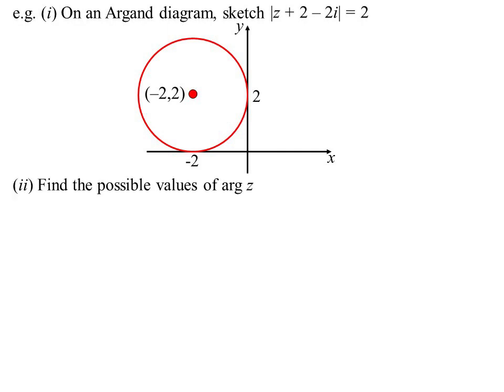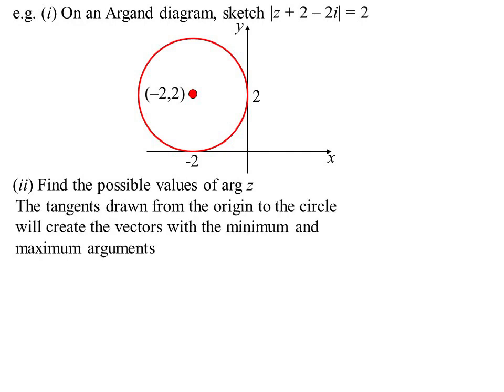What are all the possible values for an argument of z that lies on that circle? So every point there, what do the arguments lie in between? Tangents drawn from the origin will give us the minimum and the maximum argument, because every point in there must have an argument that falls in between those 2 lines.